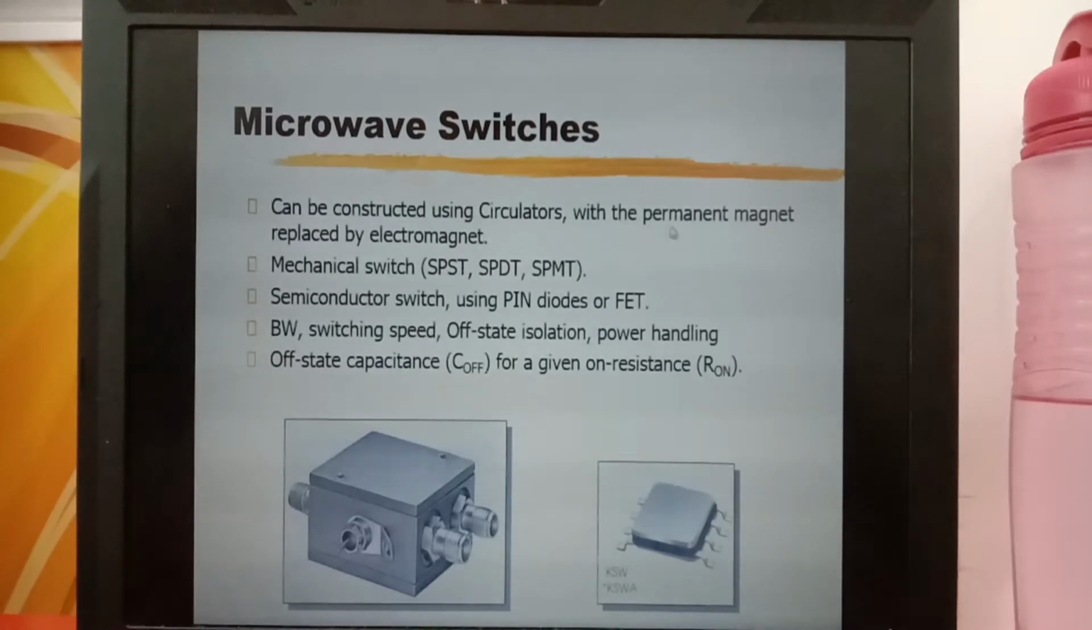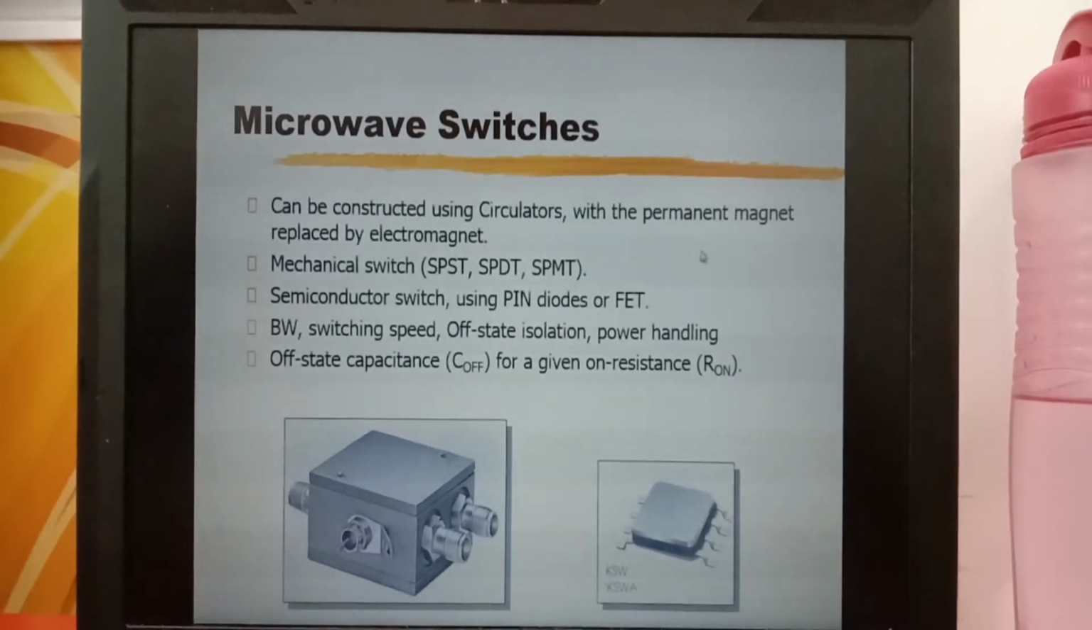That is because of the direction of the permanent magnet. So if the polarity of the magnet is reversed, the input signal at port 1 will be circulated to port 3 instead of port 2. That way, the signal can be switched between port 2 and port 3 by controlling the direction of the magnetic field.